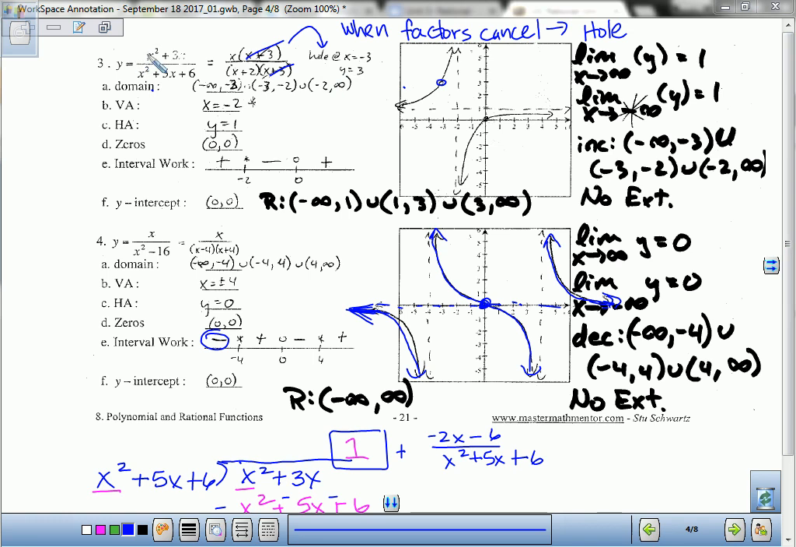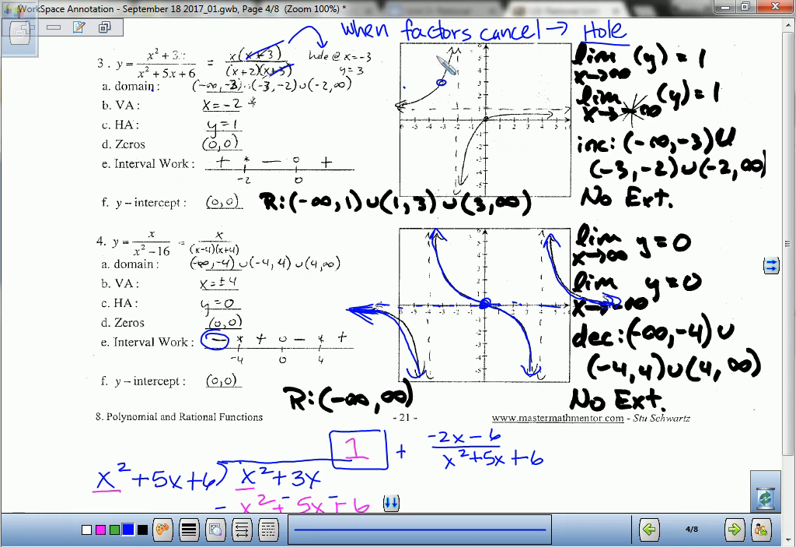So what happens when we factor and we have factors in our numerator and denominator? Well, we know those will cancel. But what does that do to the graph? So instead of this x equals negative 3 being a vertical asymptote, when it cancels, it becomes a hole in the graph. Okay? And let's talk about what that means.